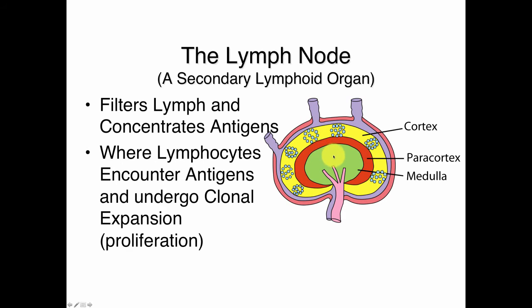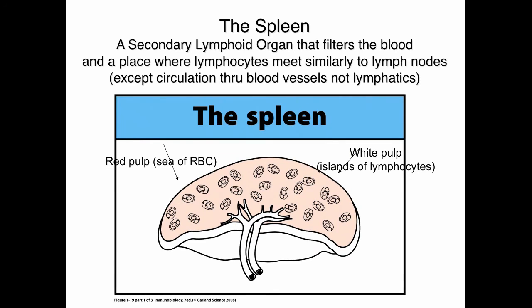And then the lymphocytes will exit the lymph node, in this case, through the efferent lymphatics and recirculate to other lymphoid tissue in the body. The spleen is really conceptually similar. Again, it's a secondary lymphoid organ, but instead of filtering lymphatic fluid, it's filtering blood. But similarly to lymph nodes, it's a place where lymphocytes meet antigen and interact with each other, and that's where an immune response is initiated in these secondary lymphoid organs, like the spleen, like the lymph node.